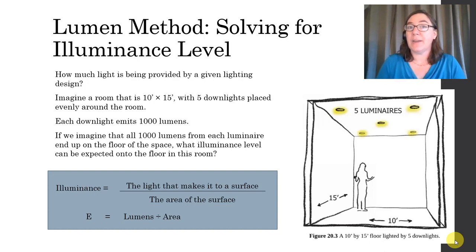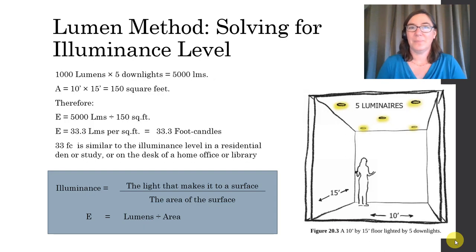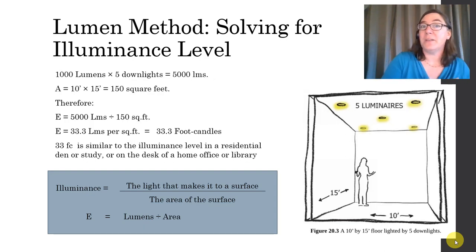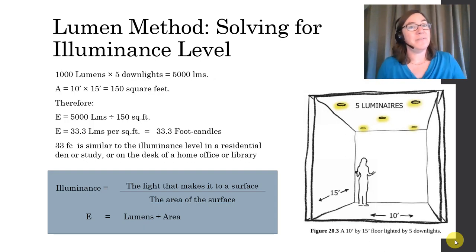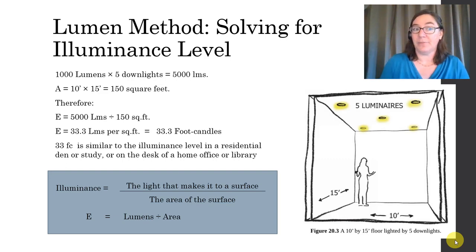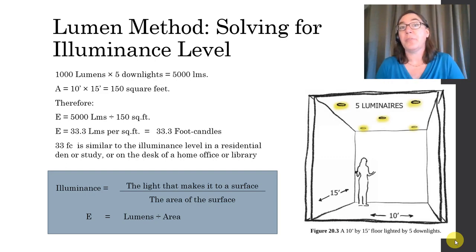Go ahead and pause the video, bring out your scratch paper, and see if you can come up with an answer. So if you've got 1,000 lumens times 5 lights, you've got 5,000 lumens total, and an area of 150 square feet. Therefore, your illuminance is going to be a little over 33 foot candles. So 33 foot candles is similar to the illuminance level in a residential den or a study or on the desk of a home office.